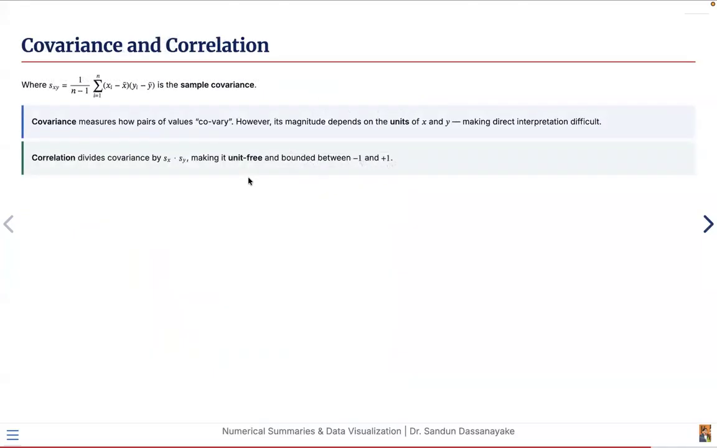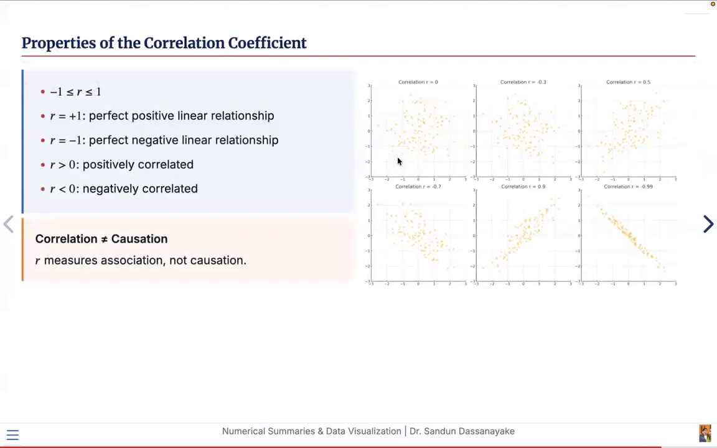So Sxy is the sample covariance. Covariance measures how pairs of values covary, how they behave as a pair. However, its magnitude depends on the units of x and y, making direct interpretation difficult. So when you get some r value, look at your units, try to normalize them, try to remove the units and make them unitless. Correlation divides the covariance by Sx times Sy, making it unit free and bounded between -1 and +1.